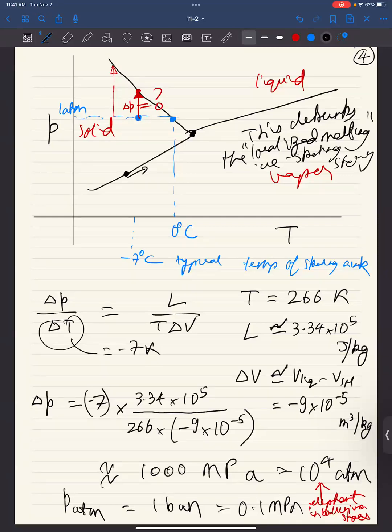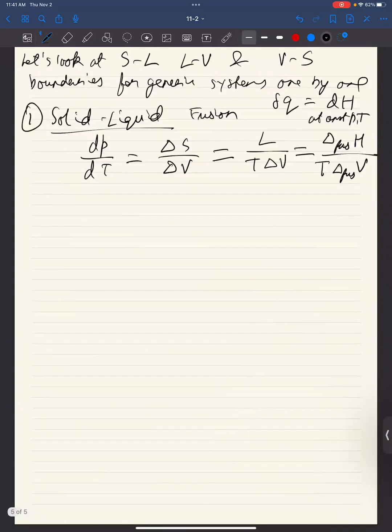It's tricky. I was waiting for someone to ask. So we are talking about this slope when the change happened at point X, okay? That's why we can have 0 over 0, but the ratio is fine. So dP by dT equals delta fusion H by T delta fusion V.